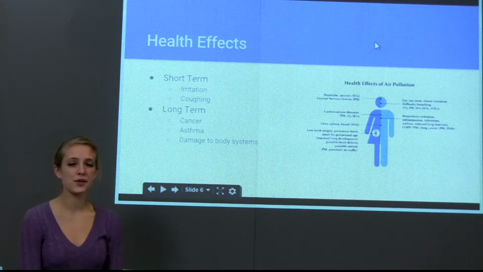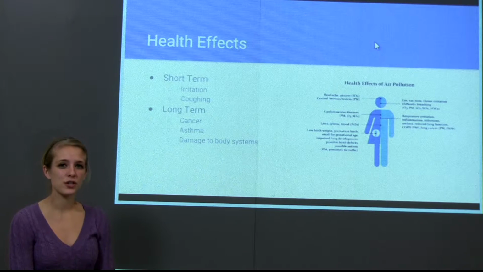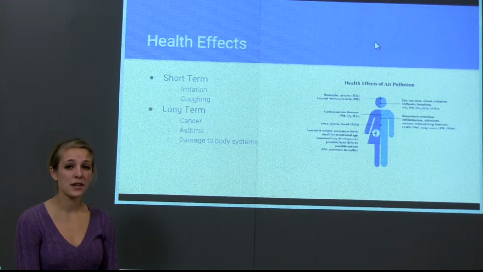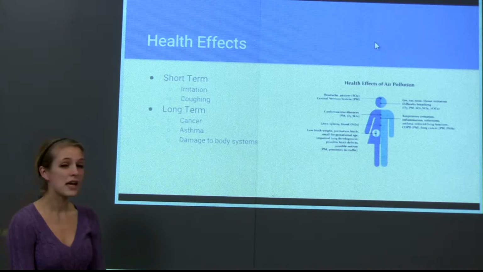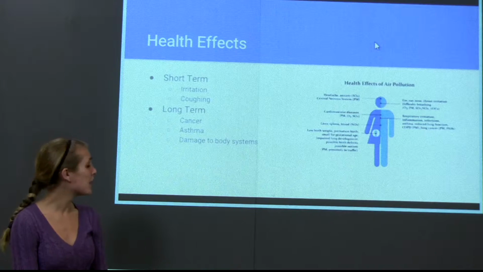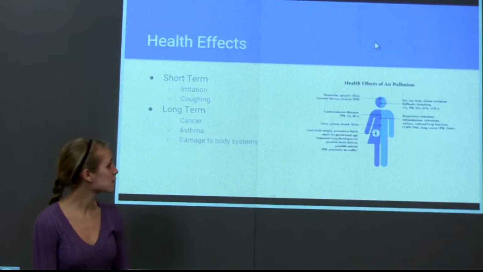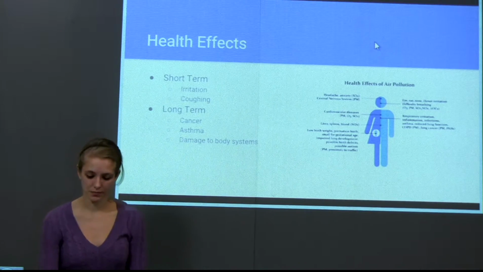Air pollution also has an effect on our bodies as we are breathing it in. So short term, this may lead to something as simple as irritation or coughing, but long term, after enduring this over a long period of time, it can also lead to cancers, asthma, and damage to several of your body systems, which you can see in this diagram on the right-hand side of the page.